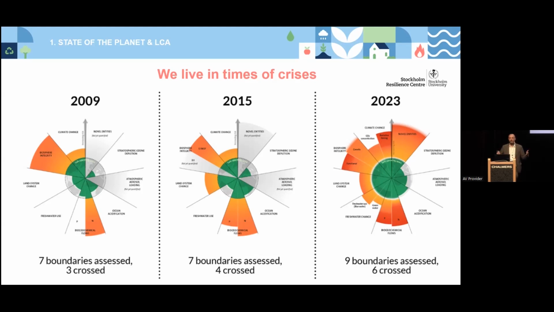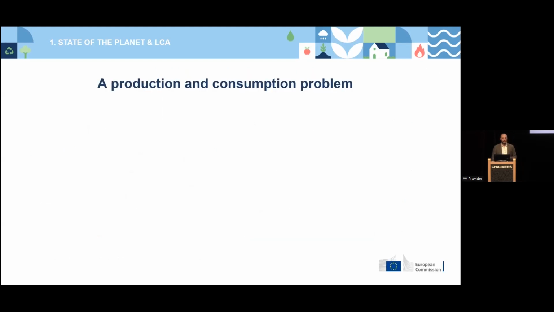I think that we all agree here, but we need also to reach out to those who don't want to listen about this urgency. What is the big problem? The elephant in the room is that we have an unsustainable production and consumption system.